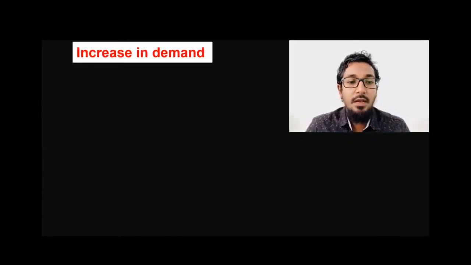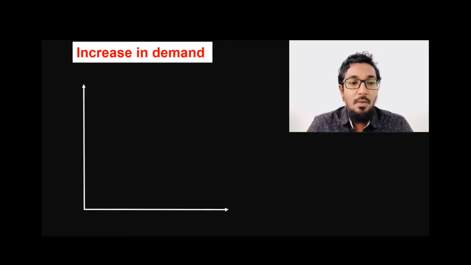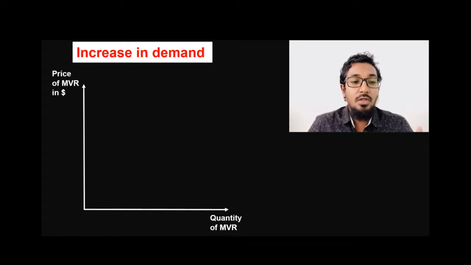Now let me explain an increase in demand using a demand supply diagram. Okay, here is the demand supply diagram. The labeling is really important. As I mentioned earlier, on the vertical axis you always write the price of one currency in terms of another currency. In this situation, I am going to write the price of MVR in US dollars, and on the horizontal axis you always write the quantity of MVR, and here is the typical demand supply.